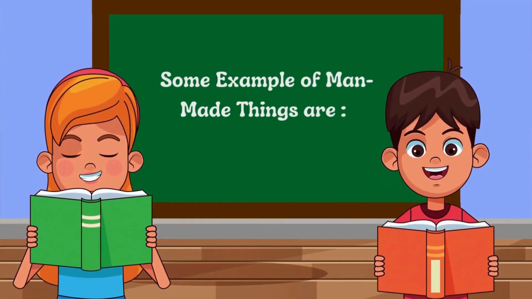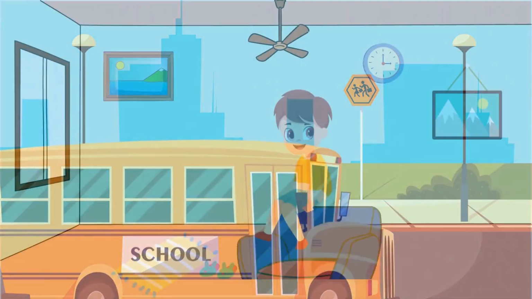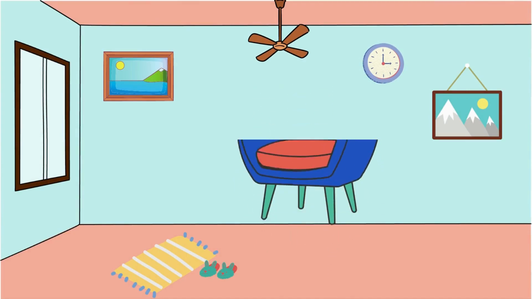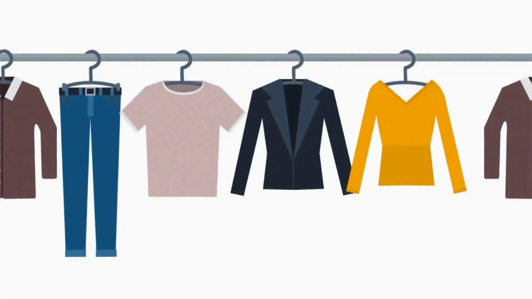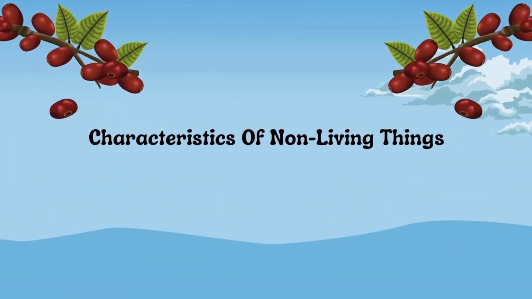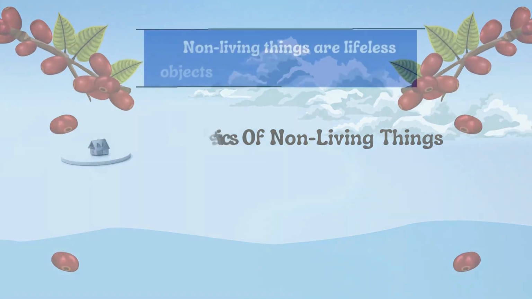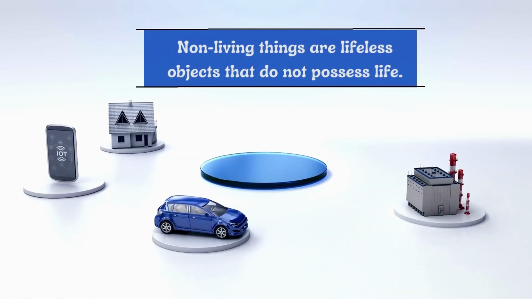Some examples of man-made things are bus, chairs, gadgets, cars, clothes. Characteristics of non-living things. Non-living things are lifeless objects that do not possess life.